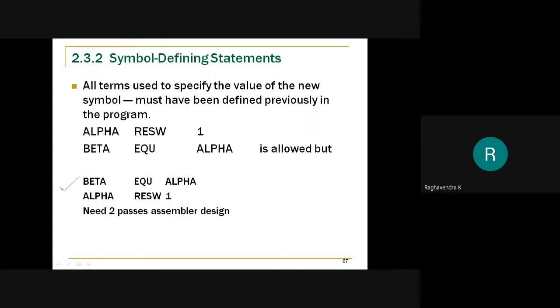But this is not allowed: beta equated to alpha, and then defining alpha. This is wrong, because when I'm equating the value of alpha to beta, I want alpha to be defined first. Here alpha is defined later, so obviously it cannot be assembled. This instruction cannot be assembled because at this particular point the alpha value would not be known. It would need more than a 2-pass design, so this should not happen. If you are equating some value, just ensure that this value is defined earlier.